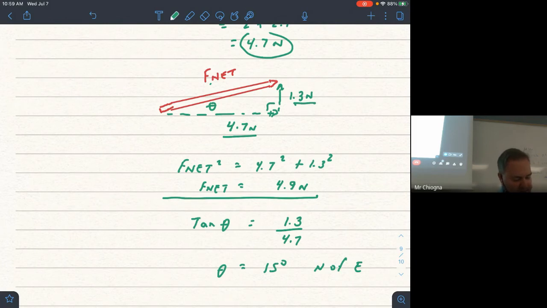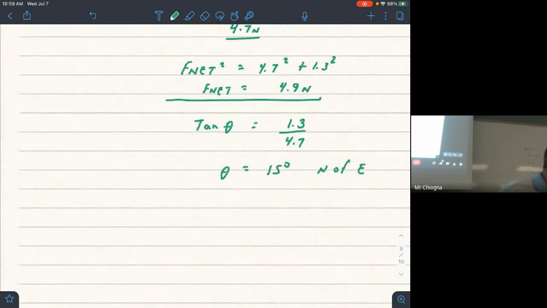Okay, next page, 99. How many people have finished that page? Okay, so most people. For those who haven't, we'll come back to it in a second here.